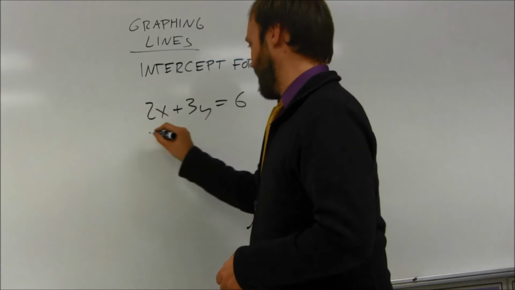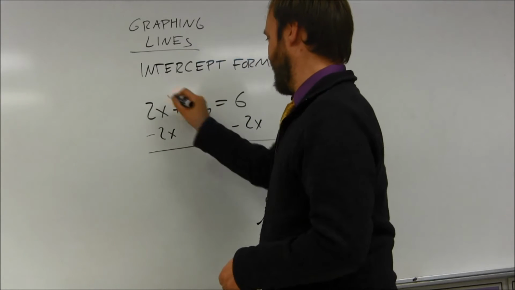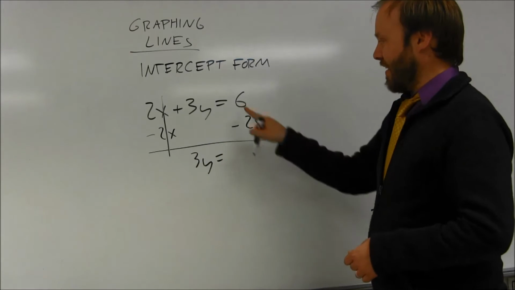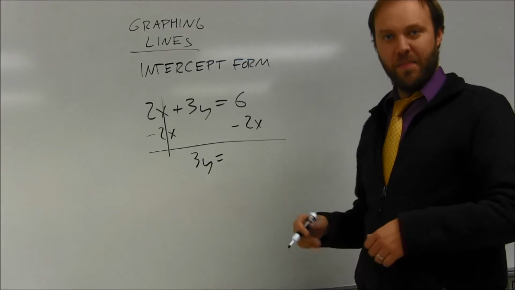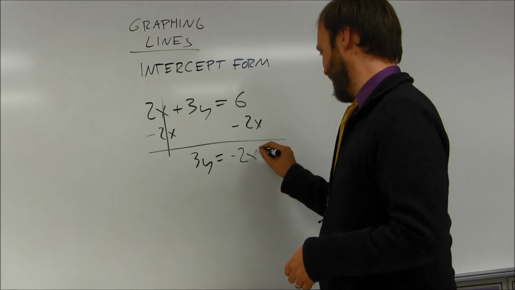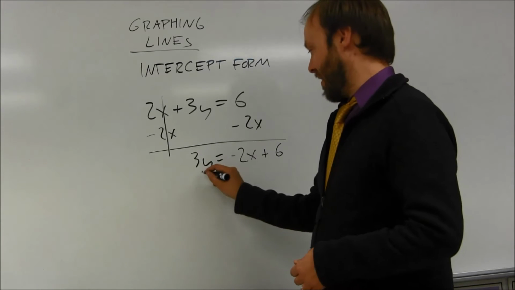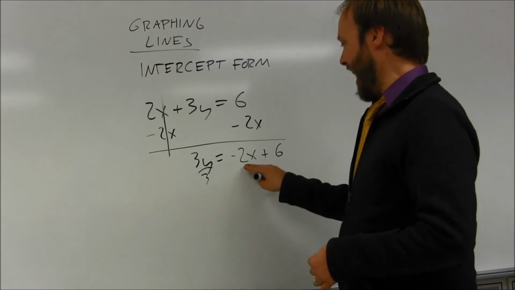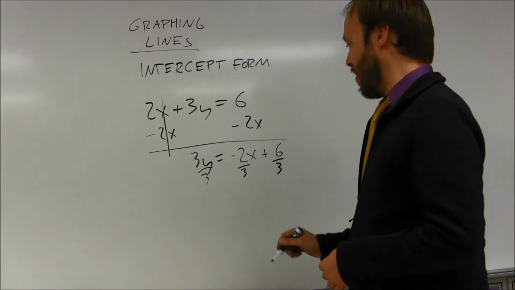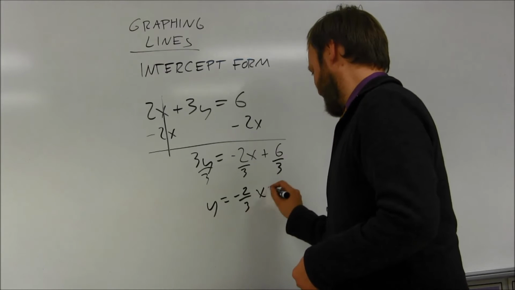So in this case, I can subtract 2x from both sides. Okay, I'll be left with 3y equals. You could write this as 6 minus 2x, but if you think about y equals mx plus b form, we normally write the x first. So I'm going to keep it negative. I'm going to keep the y-intercept positive. Y is being multiplied by 3. I can divide by 3. Everything over here needs to be divided by 3. And so what we end up with is y is equal to negative 2/3 x plus 2.